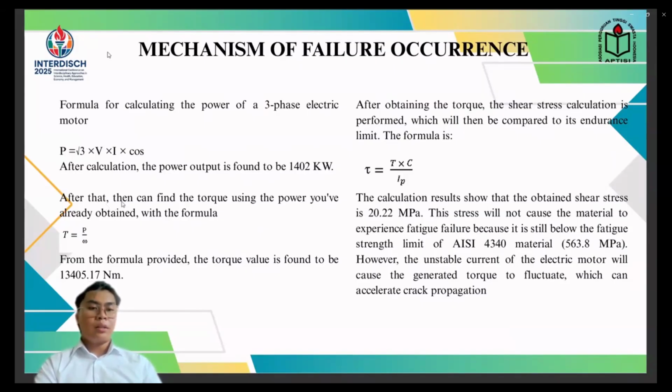1,402. After that, we can find the torque using the power already obtained, with this formula. From the formula provided, the torque value is found to be 13,405.17. After obtaining the torque, the shear stress calculation is performed, which will then be compared to the endurance limit, and this is the formula for shear stress. The obtained shear stress is 20.22 MPa.